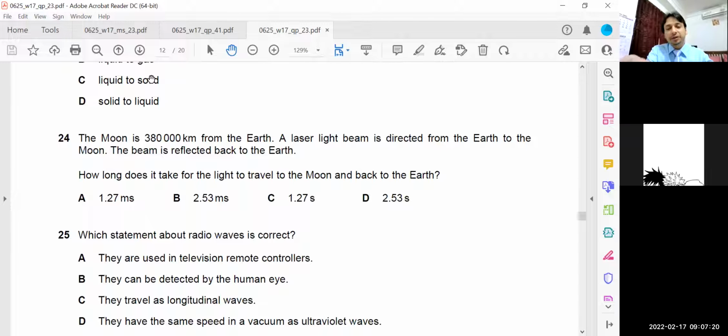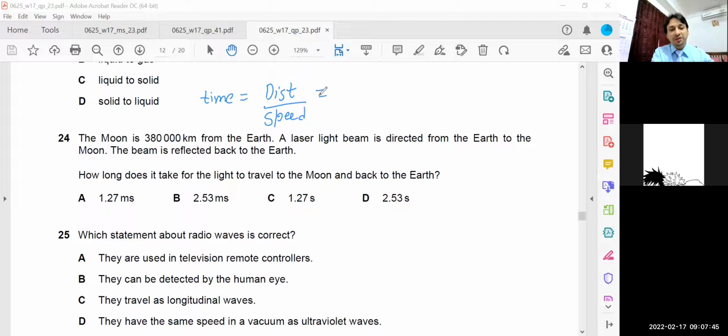The question is simple, but you have to be very careful in this question. Time you need to calculate. As you know, speed equals distance upon time, then time equals distance traveled by the laser light divided by speed of the laser beam or laser light.